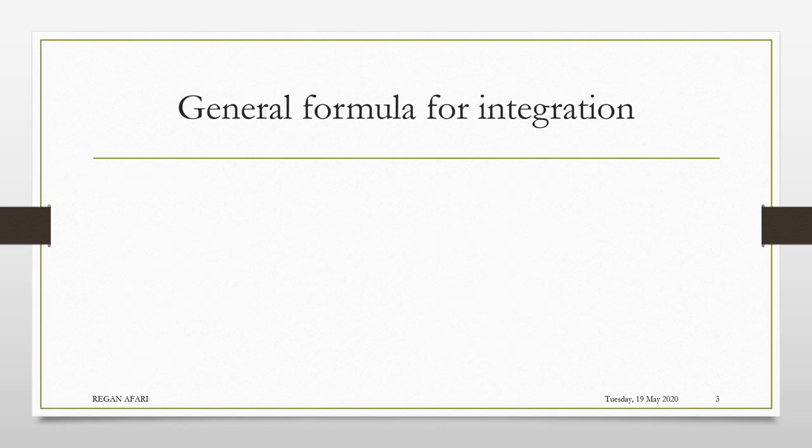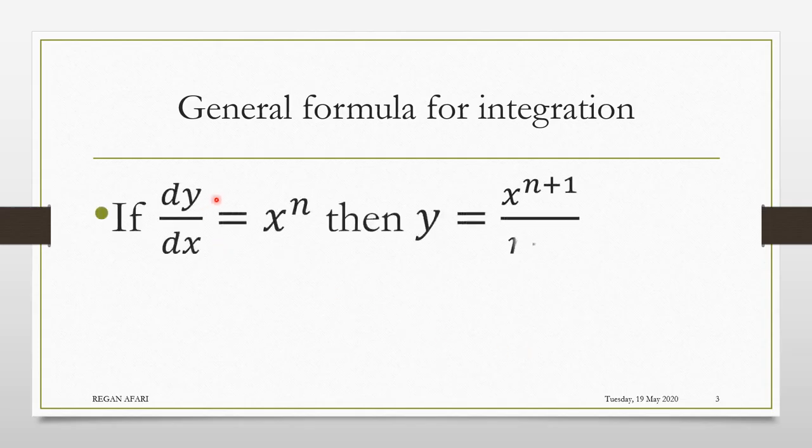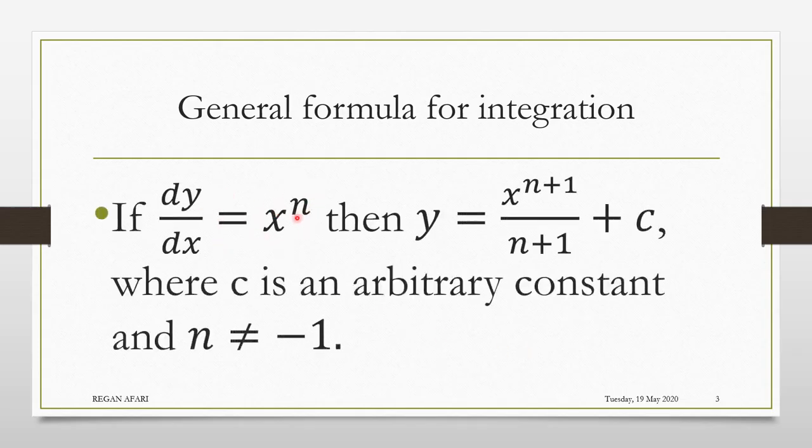So what is the general formula for integration, so that whichever function we see, we'll be able to integrate? When you are given a differentiation, a gradient function, all that we do is add 1 to the power and then divide by the new power, n plus 1. Then we add a constant c. This is the idea of integration. So now let's practice with some questions.